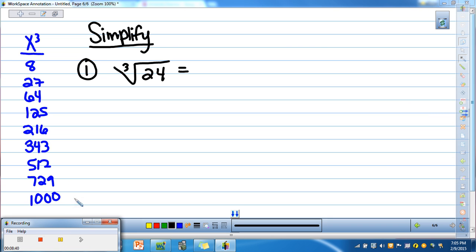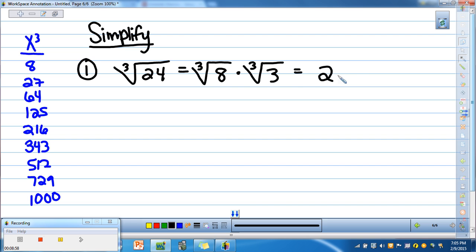Now we are going to simplify some cubed roots of numbers. This time we're looking for factors of 24 that are perfect cubed numbers. Recall our list off to the side of perfect cubes. 8 is a factor of 24, so we can rewrite this as the cubed root of 8 times the cubed root of 3, because 8 times 3 equals 24. The cubed root of 8 is 2, and then that's just out in front of the cubed root of 3.